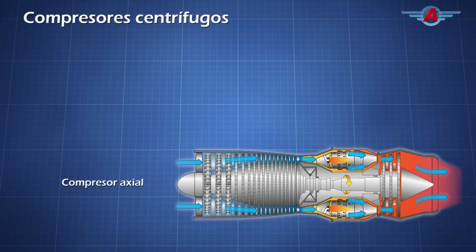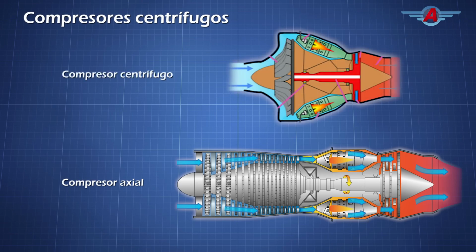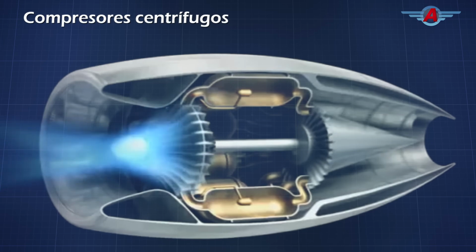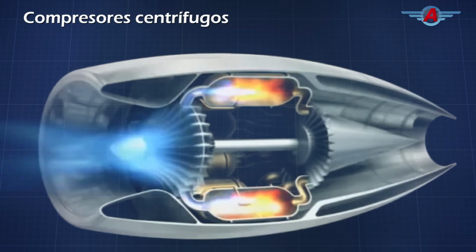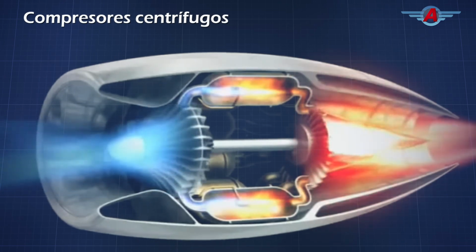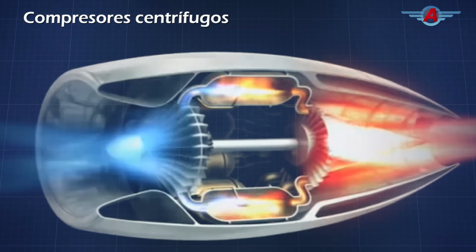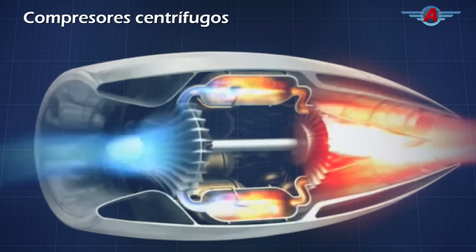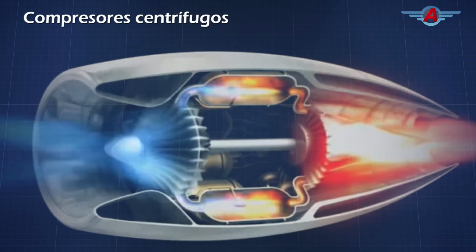For the compression stage, axial or centrifugal systems are usually used. The one we've been seeing so far is an axial system. In this other image we can see the centrifugal compressor, but it practically works the same way as we just mentioned. Only this one has special blades that expel the air outwards instead of backwards like the axial compressor.